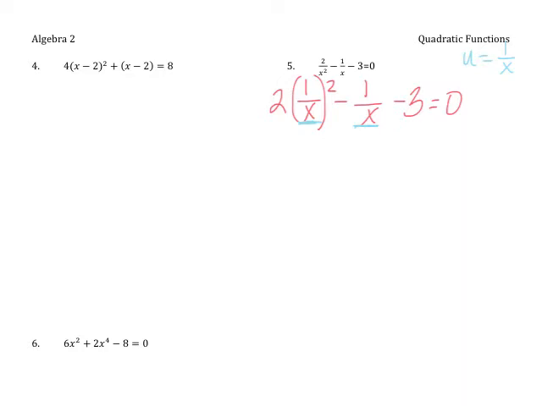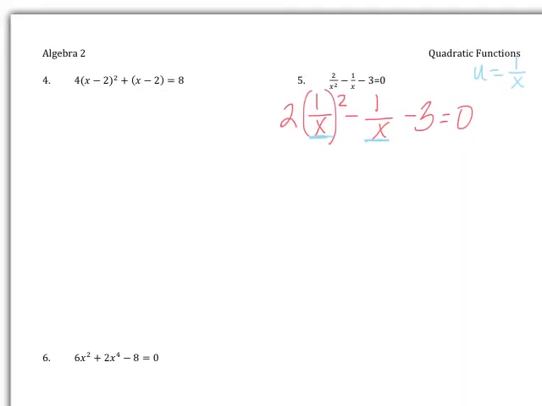So now I can rewrite this as 2u squared minus u minus 3 equals 0. Now I have a quadratic equation that I can solve by factoring. And so let's see, I'm going to multiply the first and the last to get -6. I need two numbers that multiply to -6 and add up to -1. -3 and +2 work. So that's 2u squared minus 3u plus 2u minus 3.